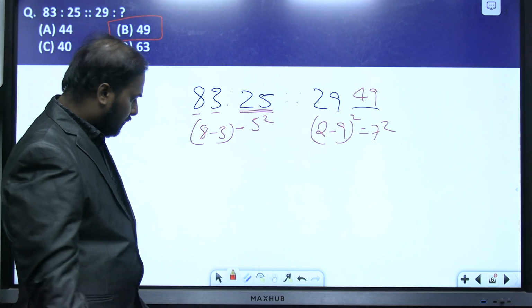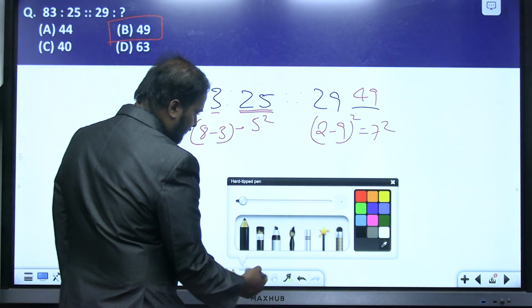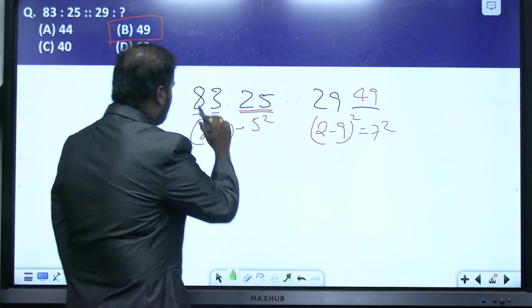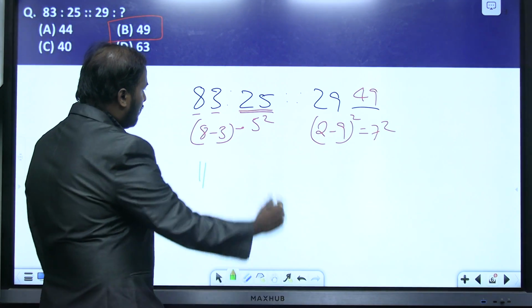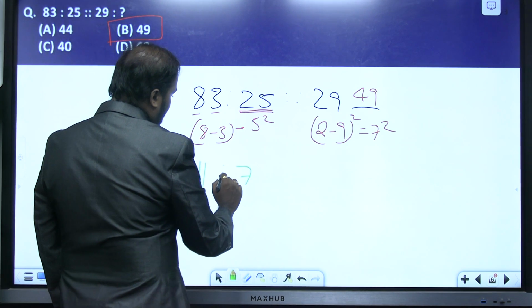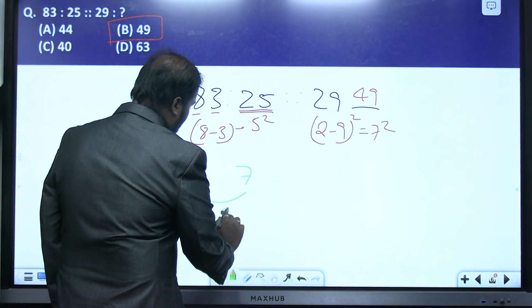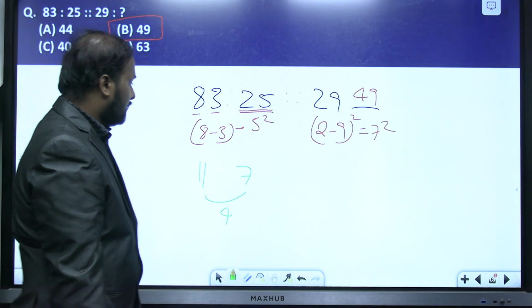Some people will even go for the sum of digits also. Yes or no? For example, I can say, okay, what is 8 plus 3? 8 plus 3 is 11. What is 2 plus 5? 2 plus 5 is also 7. So what's the difference between these two? The difference is 4.